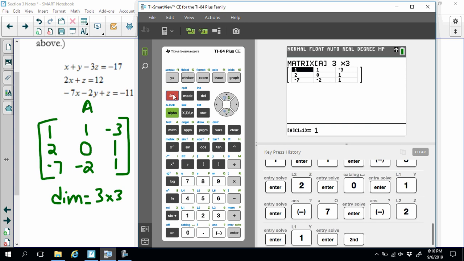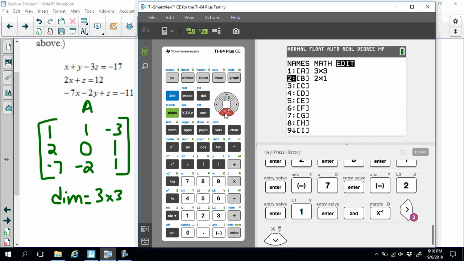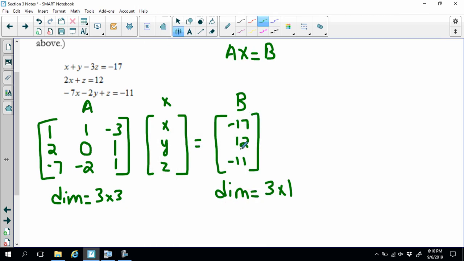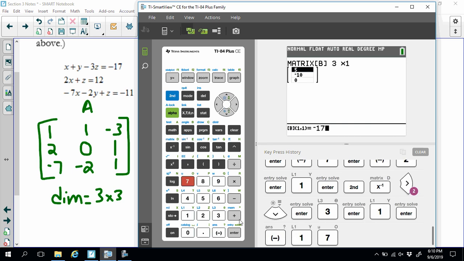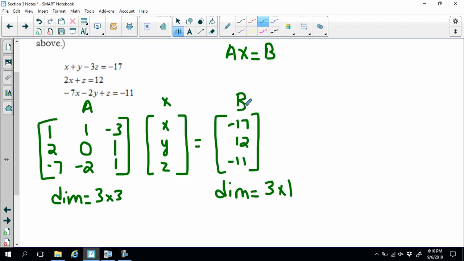So once again, I go to second, the inverse key. I arrow over right, and I go down to my B, press enter. And then here, I'm going to have a 3 by 1. So I'm going to have 3, enter, 1, enter. So going back, we know we have -17, 12, and -11. So -17, 12, and -11. Just double check that's right. Yep.